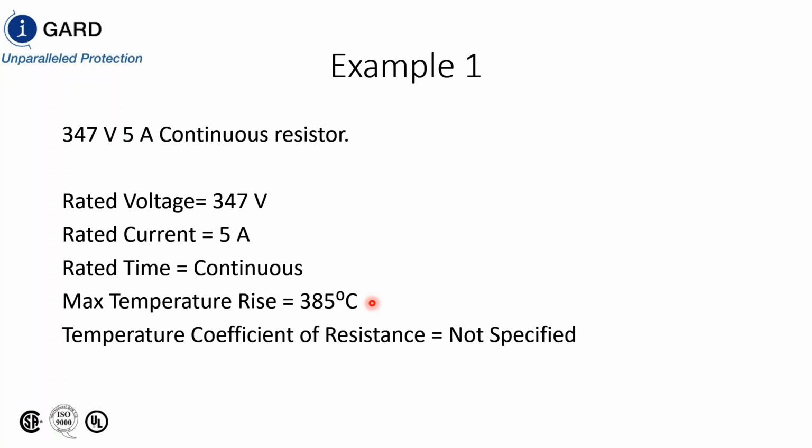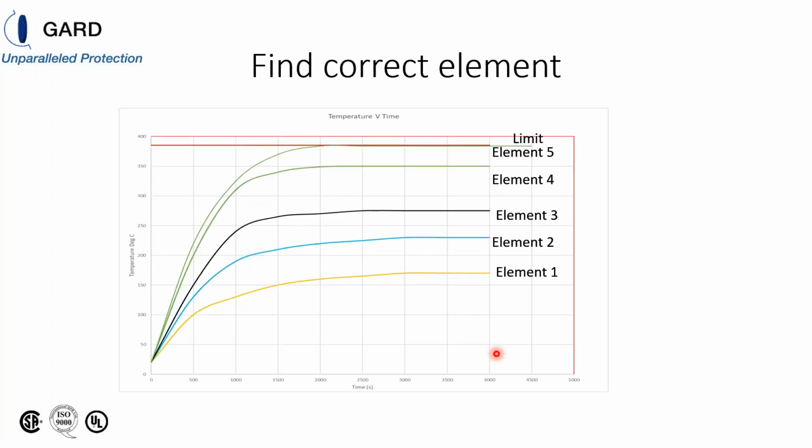You can certainly choose a lower level, and sometimes we do choose lower levels of temperature rise if the resistor is going to be put in a hazardous location and we can't exceed the ignition temperature of certain atmospheres. So as a consumer, you can specify what the maximum temperature rise is to be. The temperature coefficient of resistance is not specified.